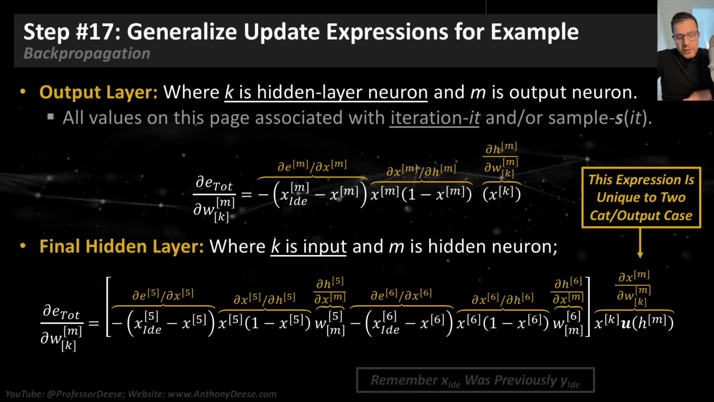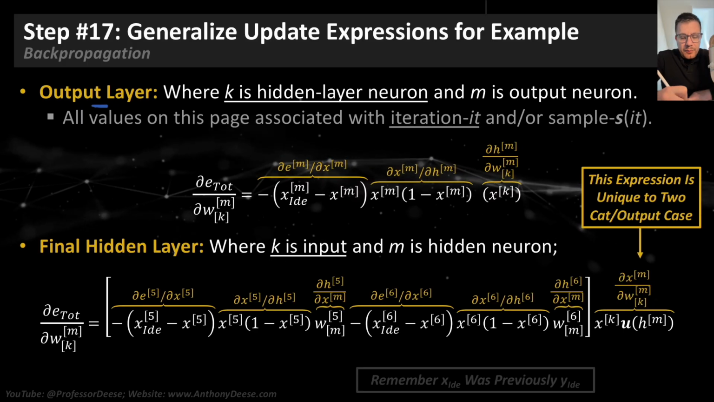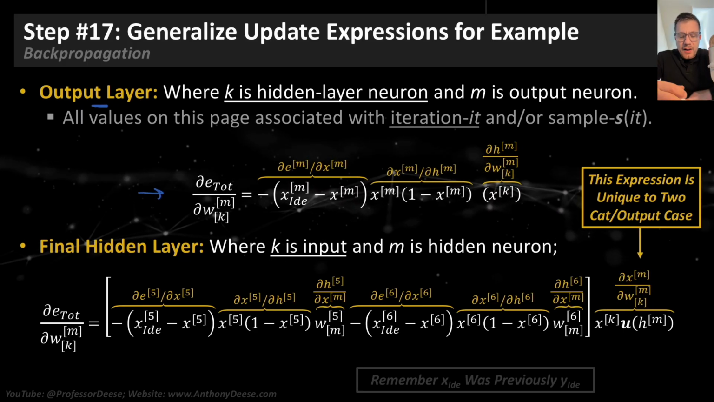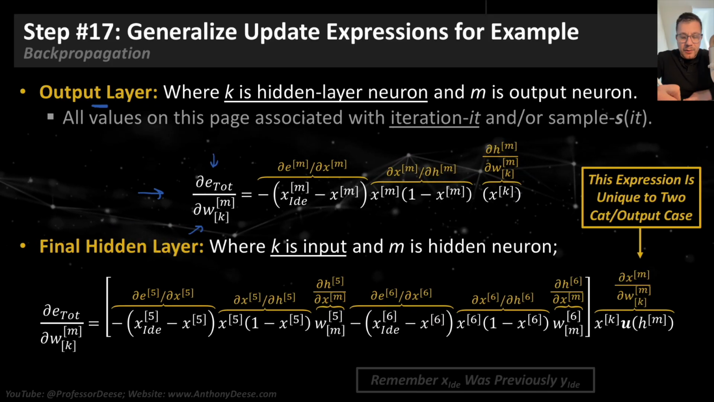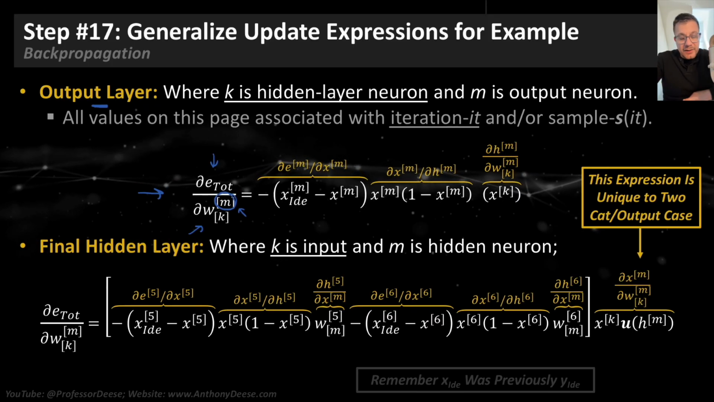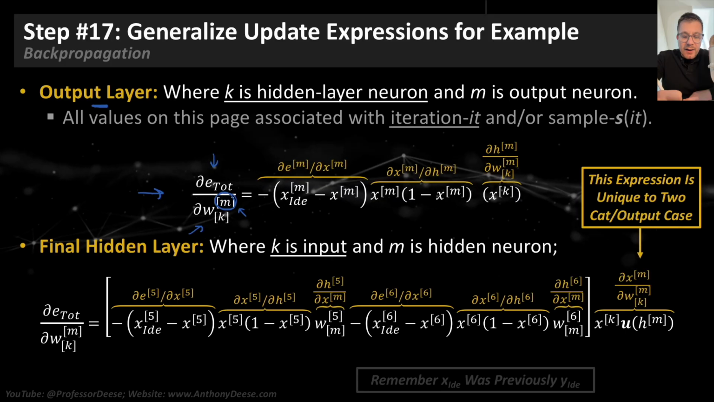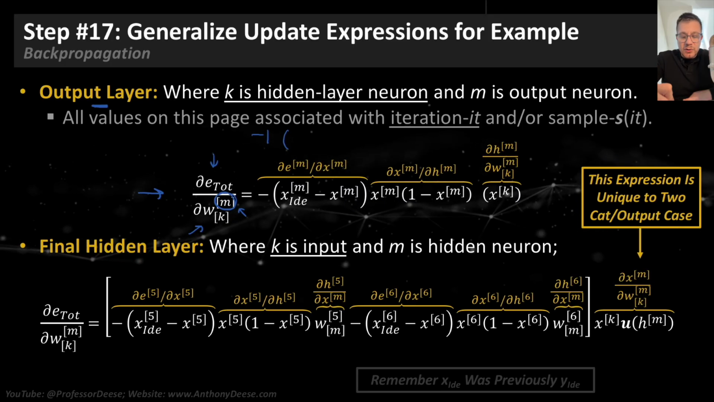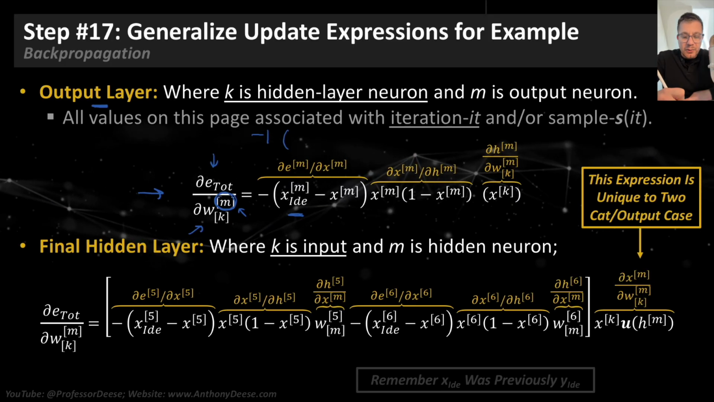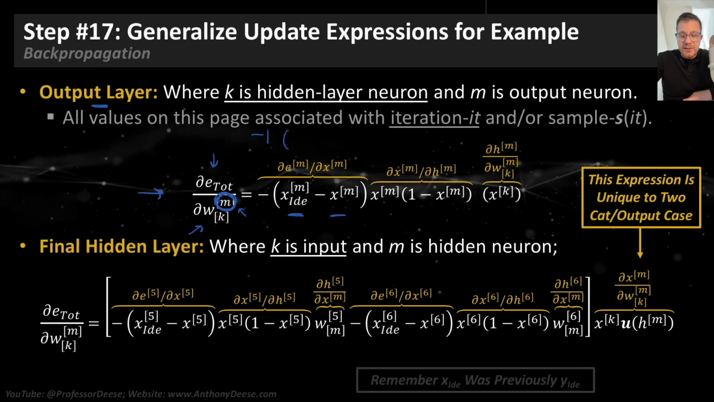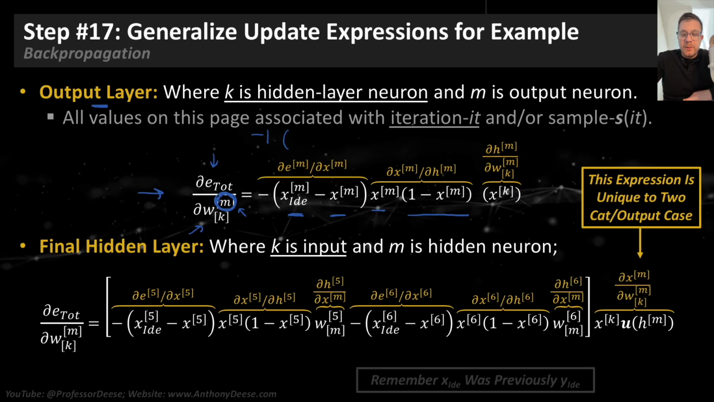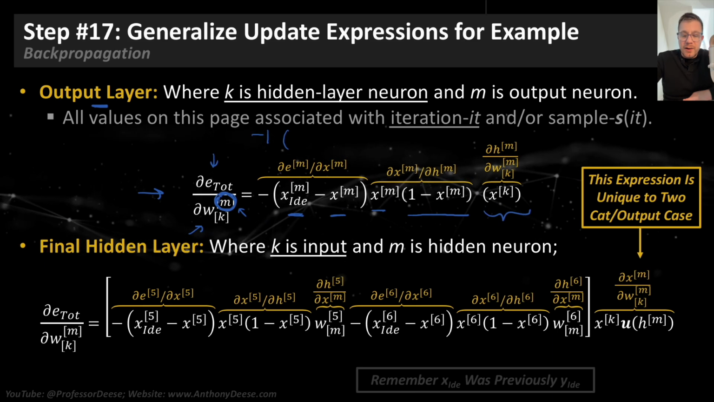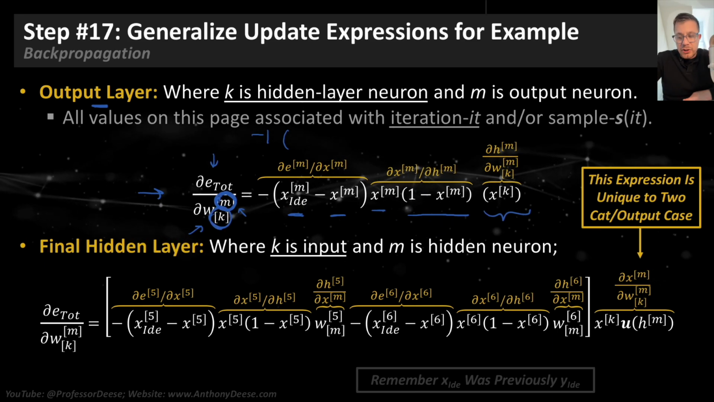We have two generalized expressions, one for the output layer, which defines the partial derivative of the total error with respect to synapse weight km. Now remember, if this is in the output layer, then we know that node m is also in the output layer. So that's defined as -1 times the difference between the ideal value yielded by output node m minus the calculated or estimated value, times the calculated value, times 1 minus the calculated value, and then times the calculated value of not the destination node, but the origin node k.